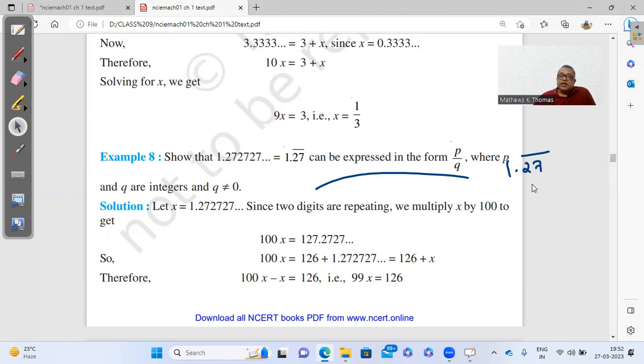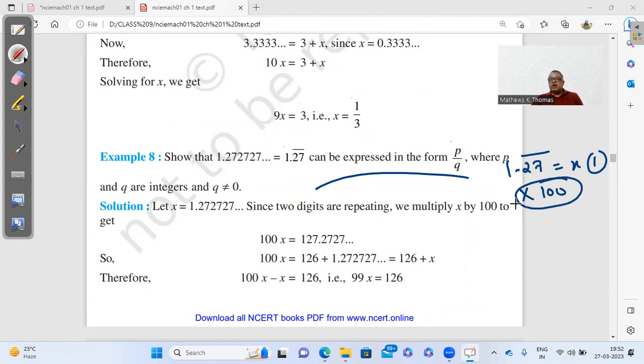So the technique is very simple, as they have explained now here, 1.27 bar. So 1.27 bar, what we'll do is assume this as X. Assume it as X. Now what we are going to do, see how many numbers are there in the bar. There are 2 numbers here, so I'm going to multiply both sides by 100. Why 100? Because there are 2 numbers. If there is only one number, you can multiply by 10, right? So we are going to multiply by 100. When I multiply by 100, the decimal shifts 2 places to the right.